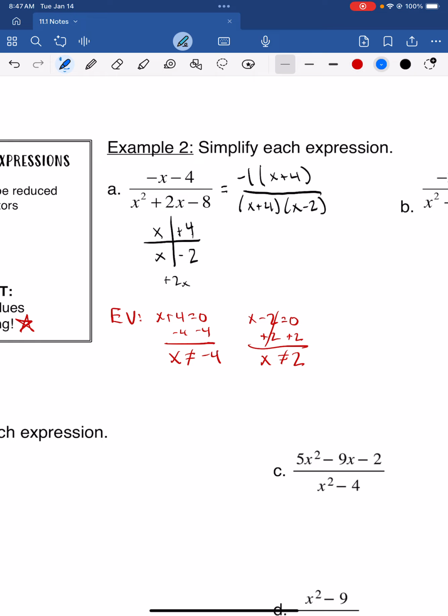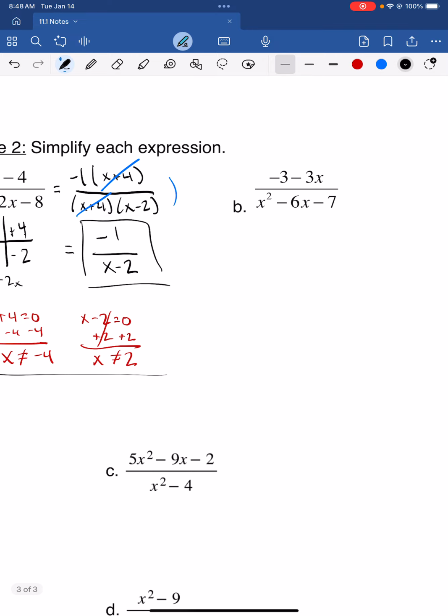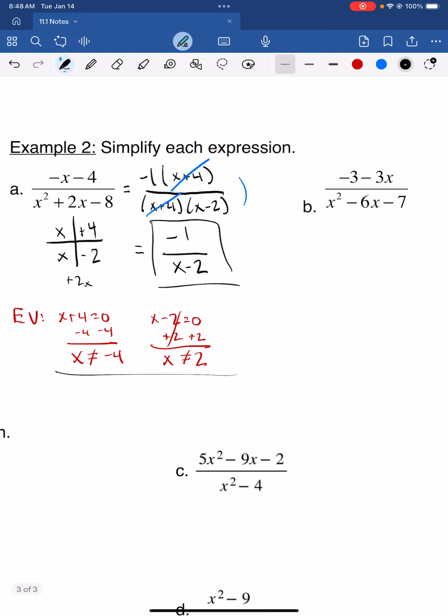Now we turn our attention back up here to our expression, and now that we've written down our excluded values, we can start canceling some things out. X plus 4 on the top and bottom cancel out, and so you're left with -1 on top, and then x minus 2 on the bottom, and then our excluded values down there. All right, let's take a look at the next one. I'll leave that up there in case you want to look.